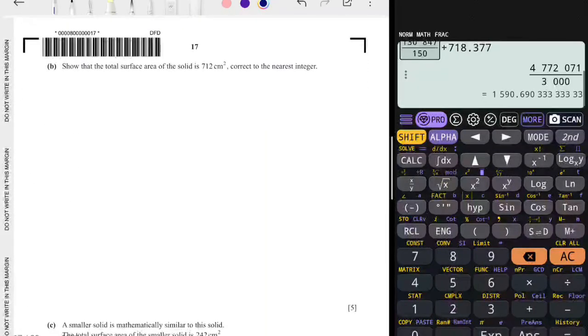Now next part, show that the total surface area of the solid is 712 centimeters square, correct to the nearest integer. For that purpose, first of all we have to see the cone. We don't have the slant height of the cone, so radius is 7, the height of the cone is 17, and we don't have the slant height. So let us use Pythagoras theorem for that.